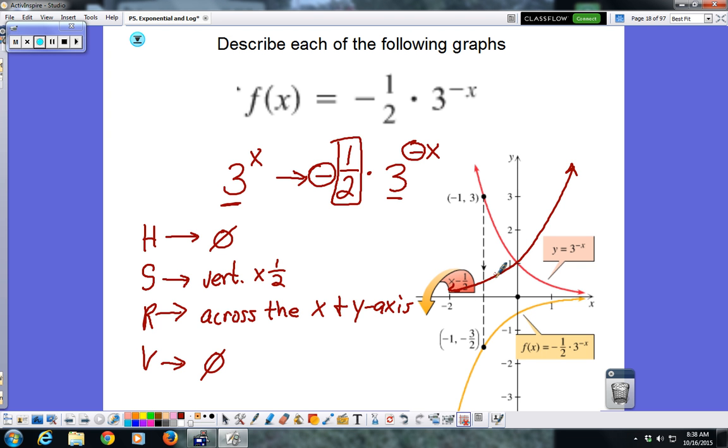You took 3 to the positive x, you didn't move it, but you made it vertically half as tall. You see how this one's more short and stumpy. And then you flip it across both axes, so you flipped it here, and then you flipped it here. So you flip, and then first you compress vertically.